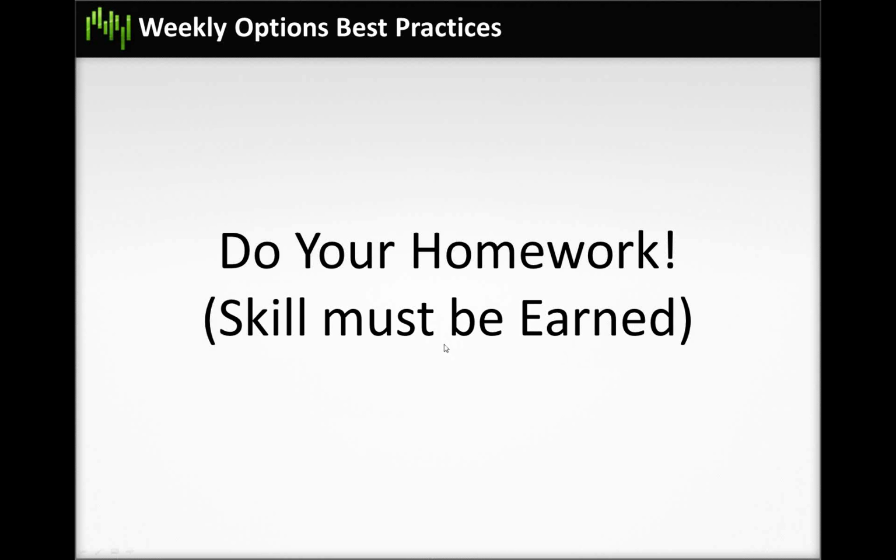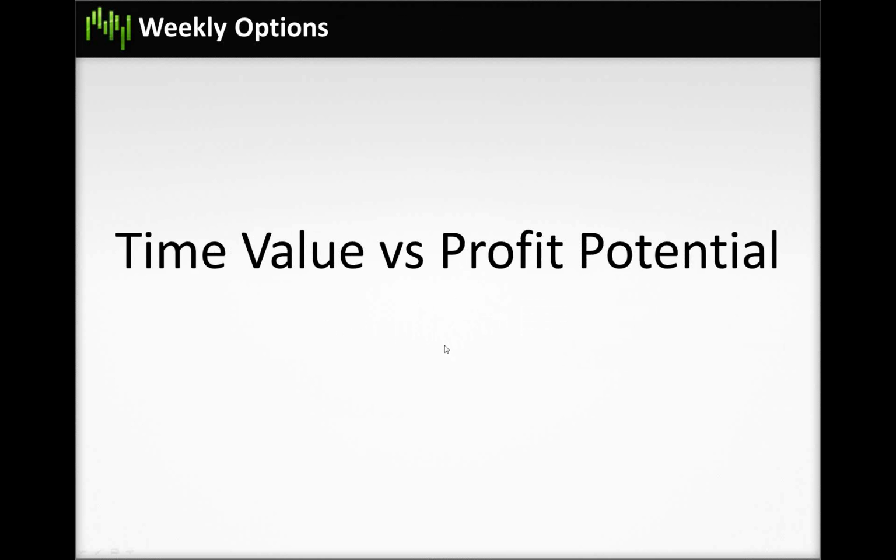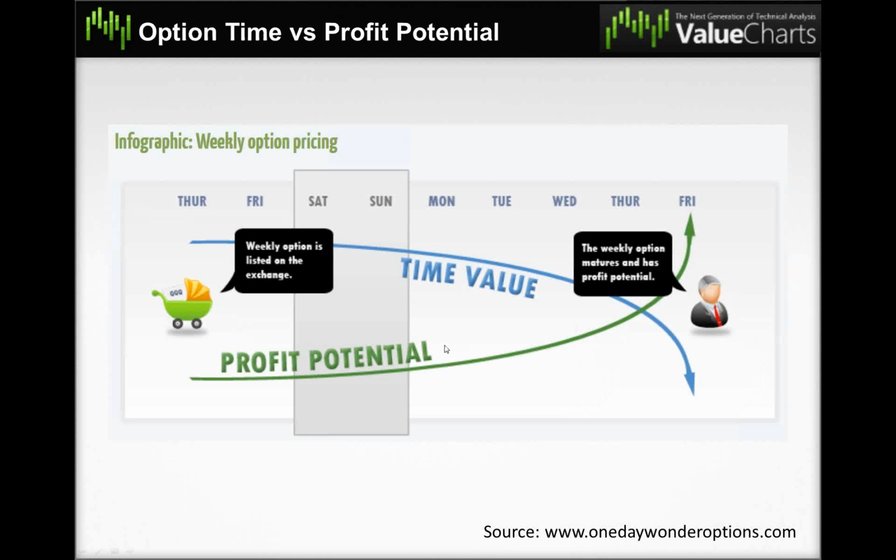Otherwise, you're going to find yourself in a bad situation. First and foremost, let's talk about the time value versus profit potential, especially coming into the week of expiration. As we approach the expiration Friday, you start to see time value really collapse that final week. So time value goes away.